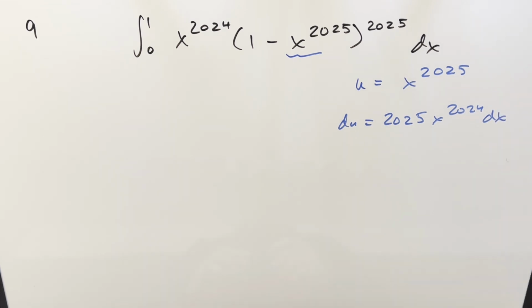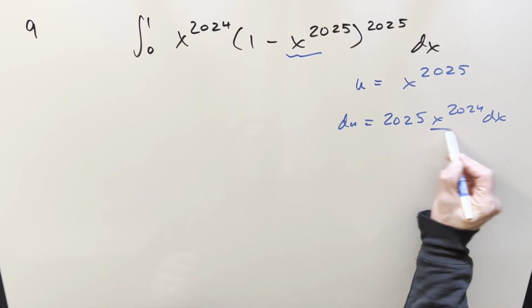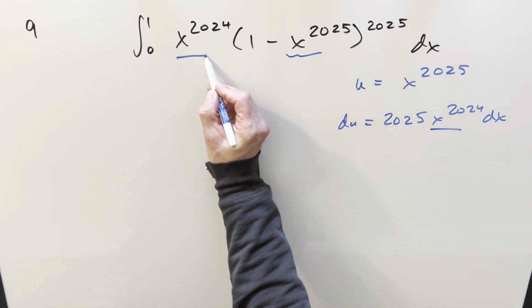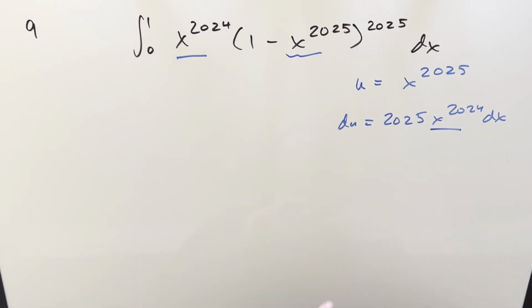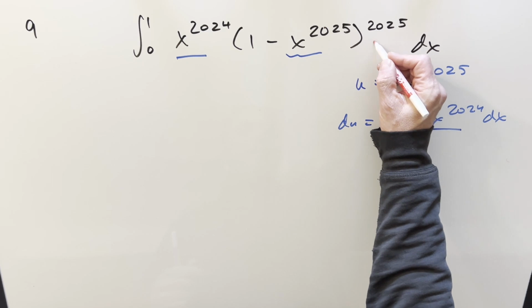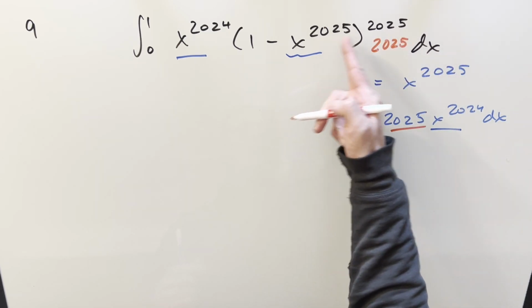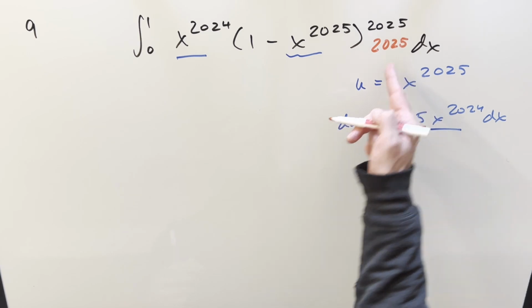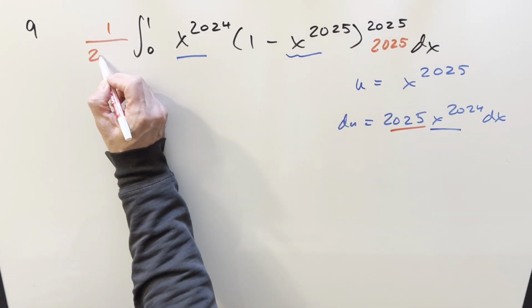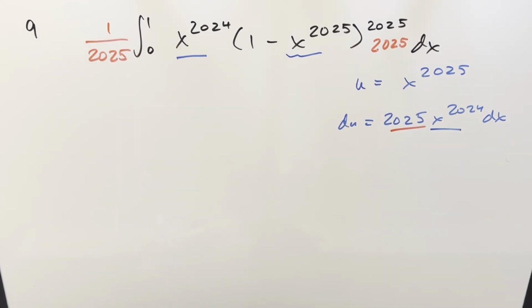And now the nice thing about that is we already have x to the 2024, we have it right there. I can create this 2025 just by multiplying in right there. Look, 2025, 2025, 2025.